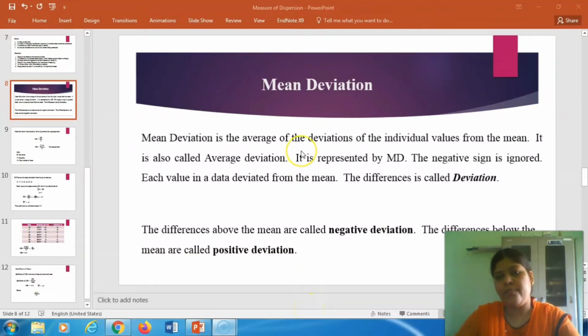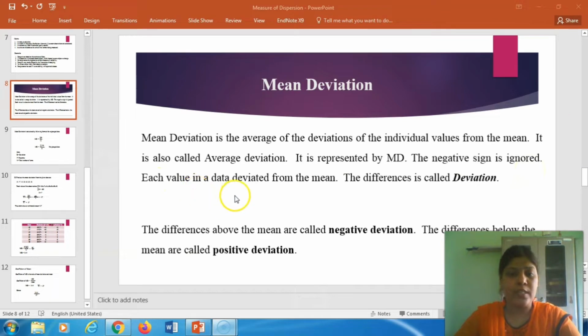Hello everybody. Let us see the second type of measure of dispersion, that is mean deviation. Mean deviation is the average of the deviations of the individual values from the mean. It is also called average deviation. It is represented by MD. The negative sign is ignored here.